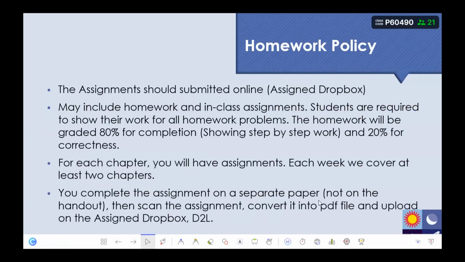So instead of uploading 10 files, you can upload one file, and instead of grading 10 files, I can just grade one file. Good? So scan and then upload the homework, okay?